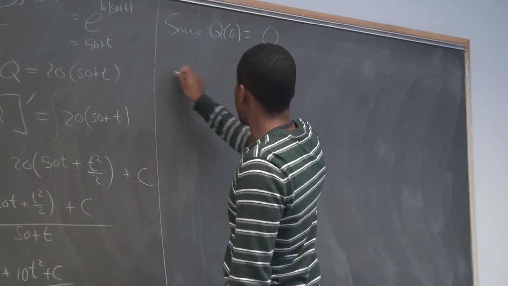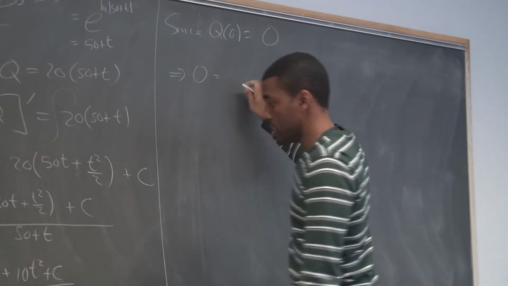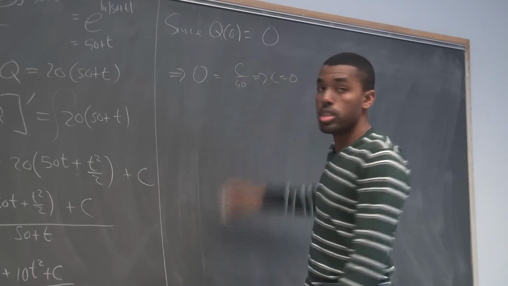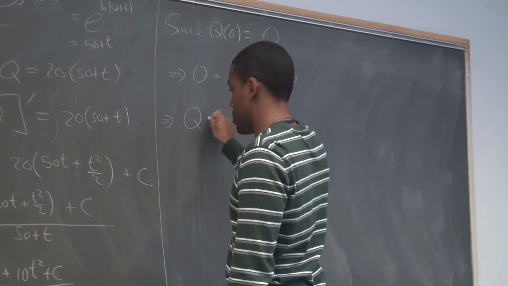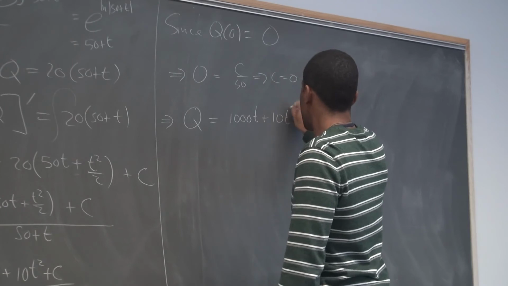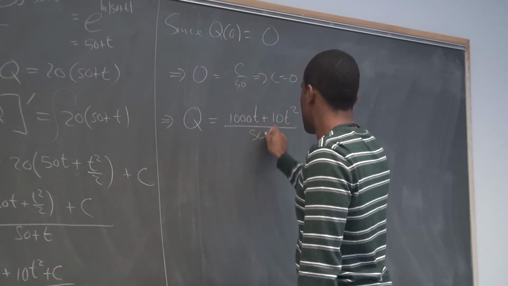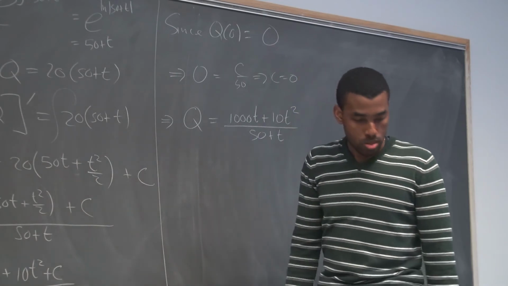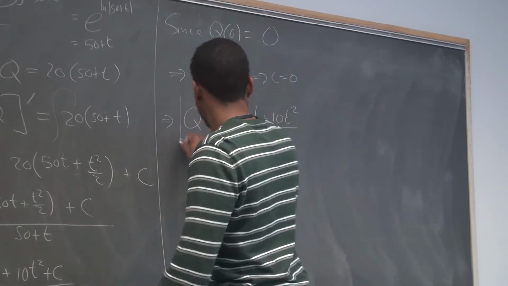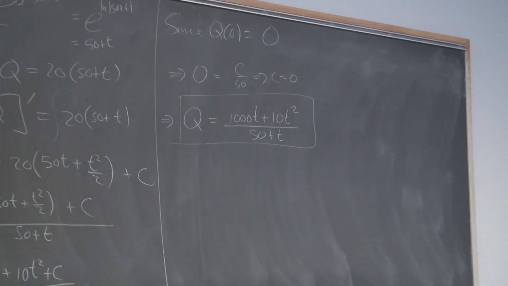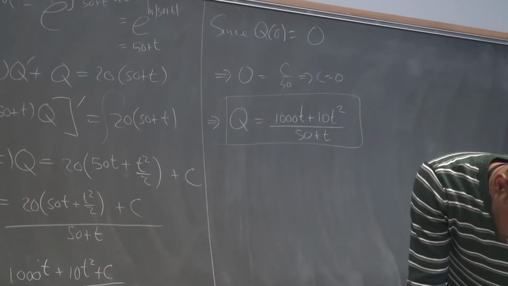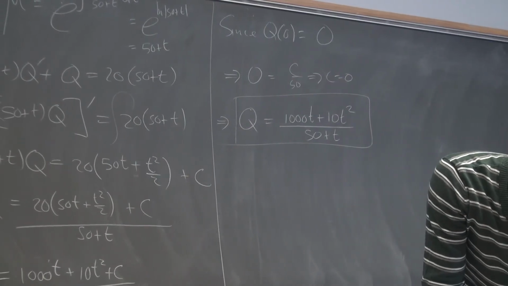So now all I have to do is plug in 0 for Q while plugging in 0 for t, and I would get c over 50, which means that c is actually 0, which means that my Q is 1000t plus 10t squared over 50 plus t. And that completes part A. Part B: find the concentration of salt in the tank when the tank overflows.